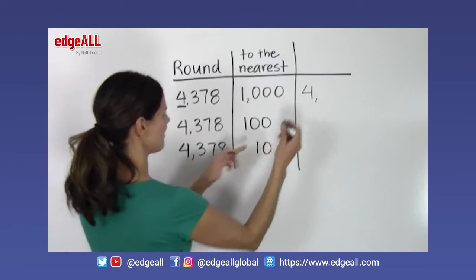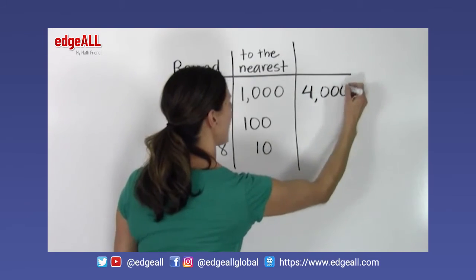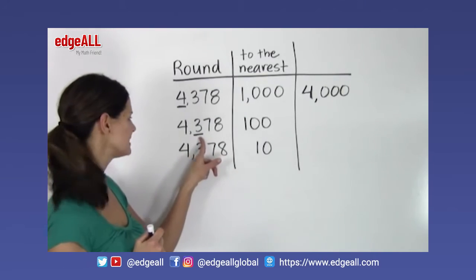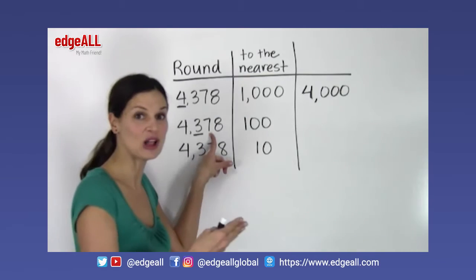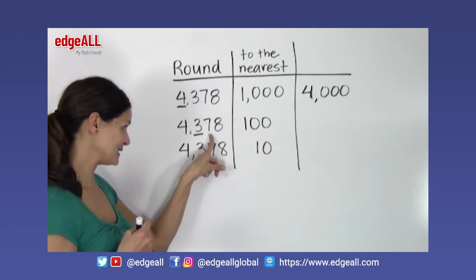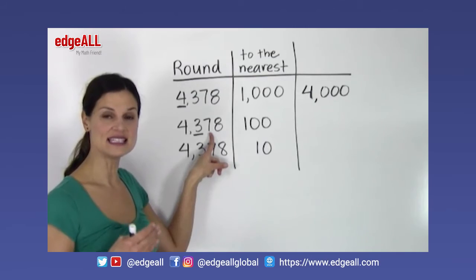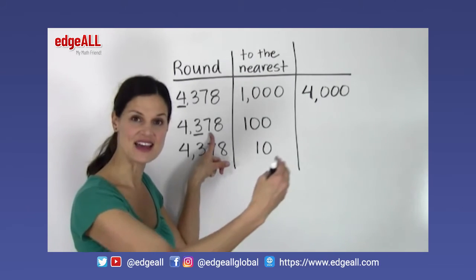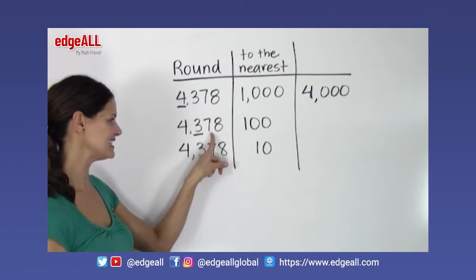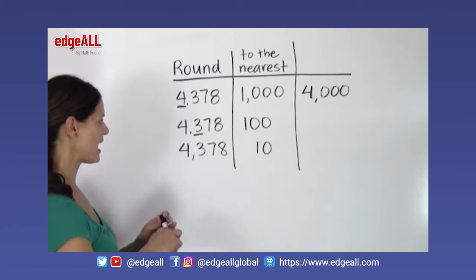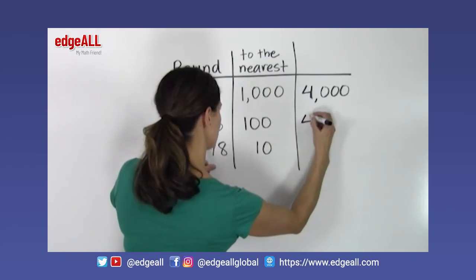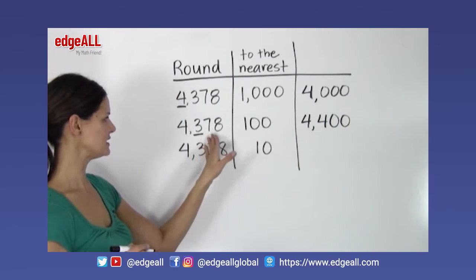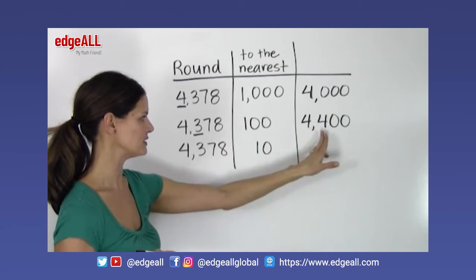And then if I'm rounding to the nearest hundred, I look at my digit in the hundreds place. I'm just going to underline that to mark where I'm at. And I'm going to look at the next digit smaller than my hundreds place, which is my tens place. And again, I ask myself, is this number a 0, 1, 2, 3, or 4? If so, I round down. If this number is a 5, 6, 7, 8, or 9, I round up. And in this case, it's a 7, so I'm going to round up. So I'm going to go up to 400. So I've got 4,400 for my rounding up. 4,378 rounded to the nearest hundred would be 4,400.